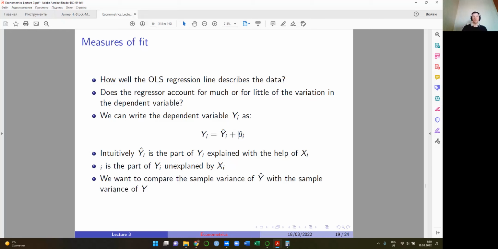This is the residual. So we want to compare the sample variance of y hat with the sample variance of y, because the sample variance of y captures the variation of y. And this variation is divided into two parts, the variation of y hat and the variation of u hat. This must also remind you of ANOVA, which we also used for the same purpose. We divided our outcome variable into two parts. One part is the variation because of the factor, another part is the variation because of the error. And we compared those variances. So again, I hope you see some similarities.